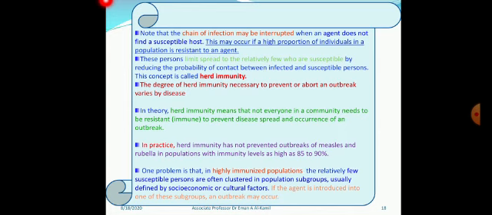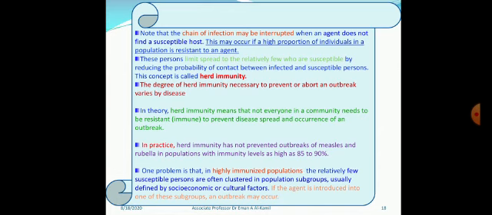This is called herd immunity. The degree of herd immunity necessary to prevent or abort an outbreak varies by disease. As of this time, some countries encourage the occurrence of the epidemic or pandemic of COVID-19, so that most of the people will have the infection and develop immunity, and they will be regarded as a belt to prevent the infection among susceptible people. In theory, herd immunity means that not everyone in the community needs to be resistant or immune to prevent the disease spread and occurrence of an outbreak.